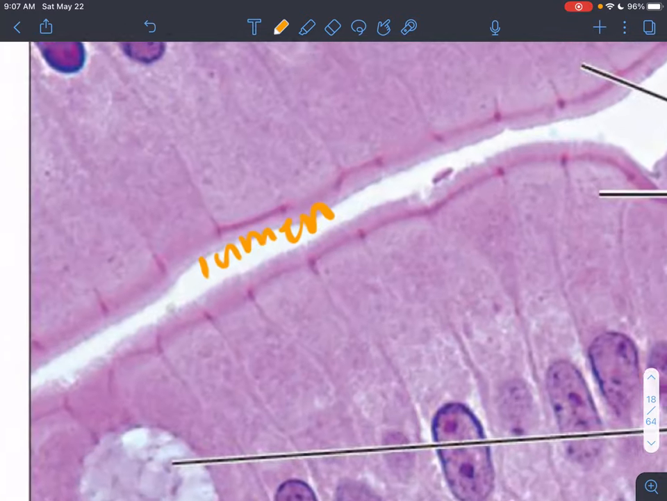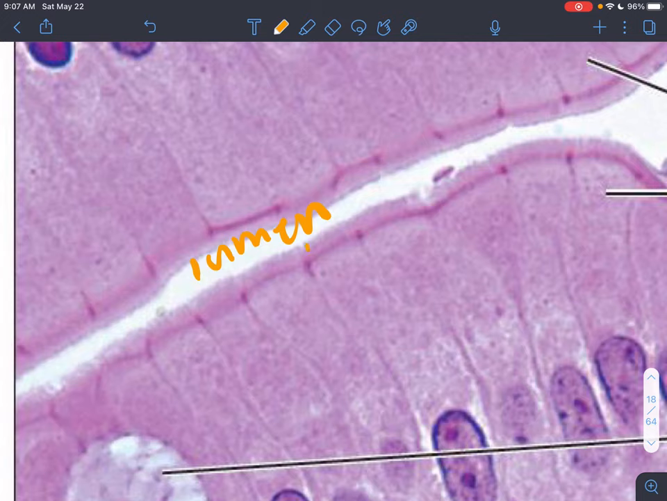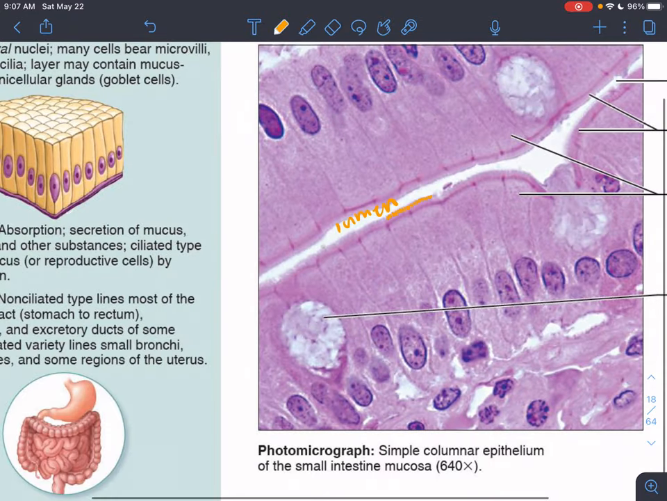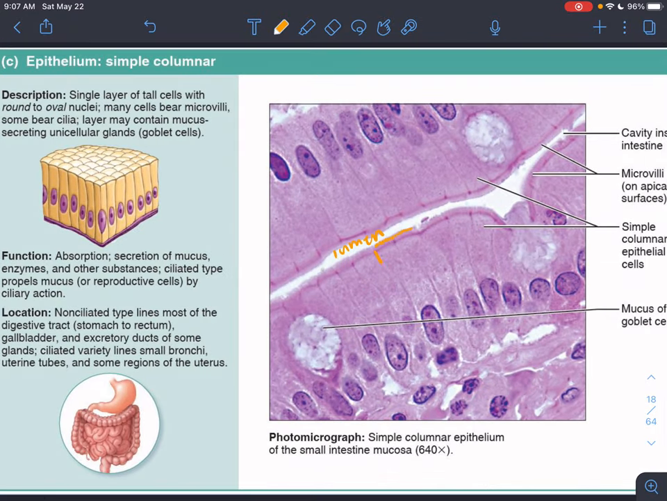If you look closely on this one, you can see the microvilli, right? So all these little finger-like projections are the microvilli on the surface. Okay, and we have simple columnar. So we have these column-shaped cells, right, lining the surface.